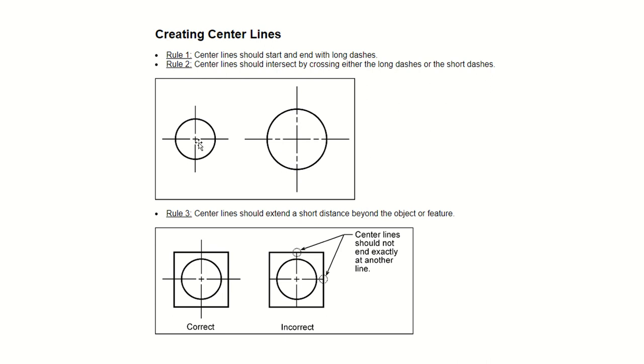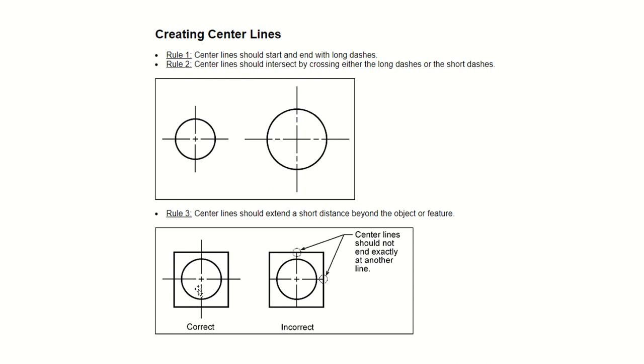Here, your intersection point of those 2 center lines is happening at that short dash. Here, your intersection point is happening at the long dash, okay? And that's okay, because that's our rule 2. It can cross a long dash, it can cross a short dash. So rule 3, center lines: you've got to extend a short distance beyond the object or feature.